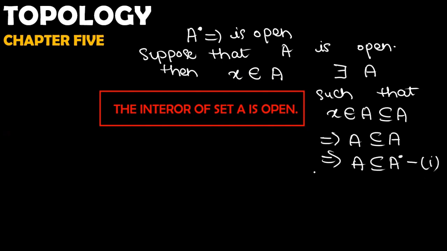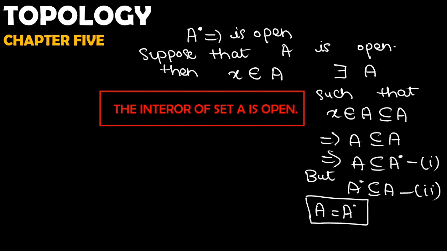But we know that A interior is a subset of A. Always remember that A interior is a subset of A, and we prove this in our next theorem. Then from 1 and 2, we can say that A is equal to A interior. As A is equal to A interior and A is open, then A interior should be open. This implies that A interior is also open. Okay, this is a very nice theorem.